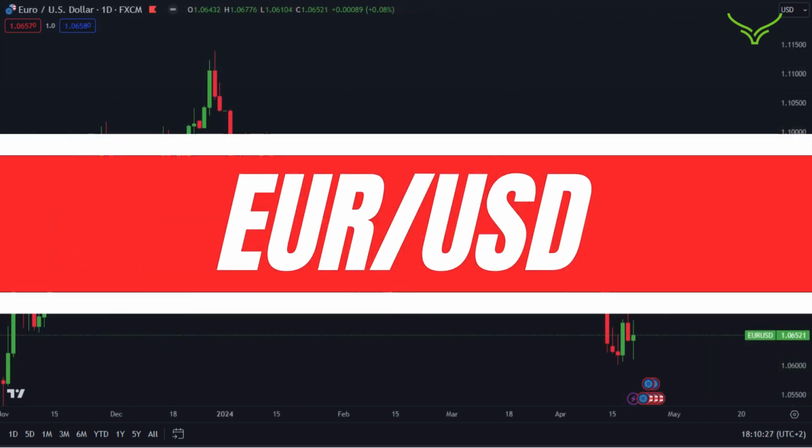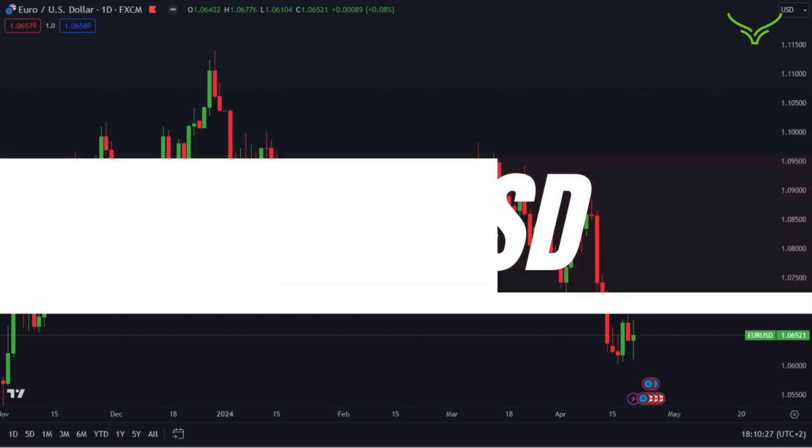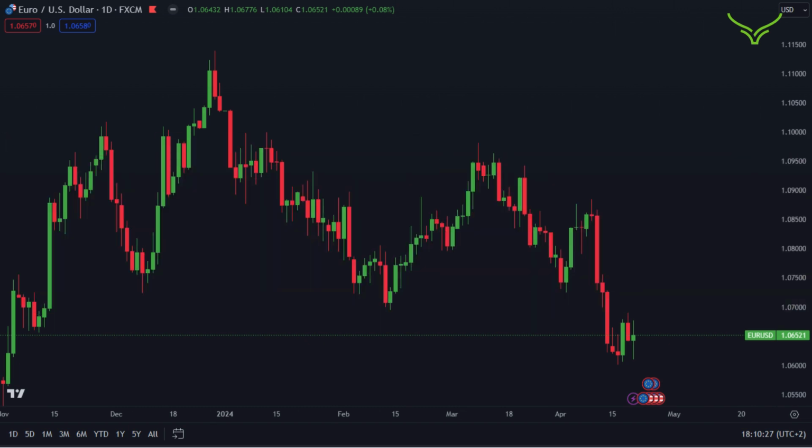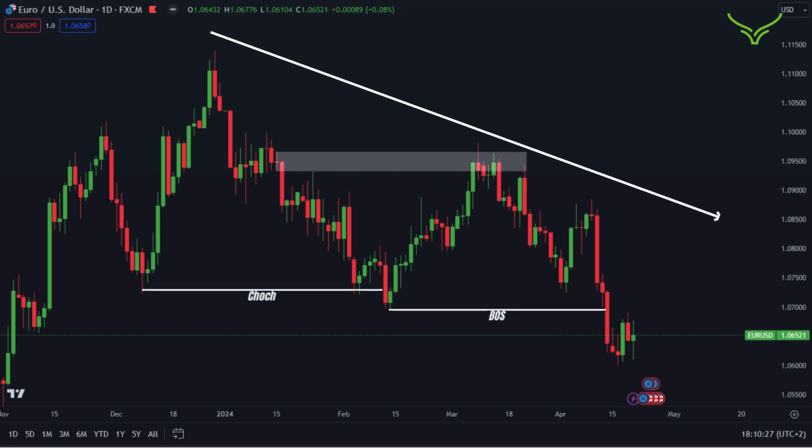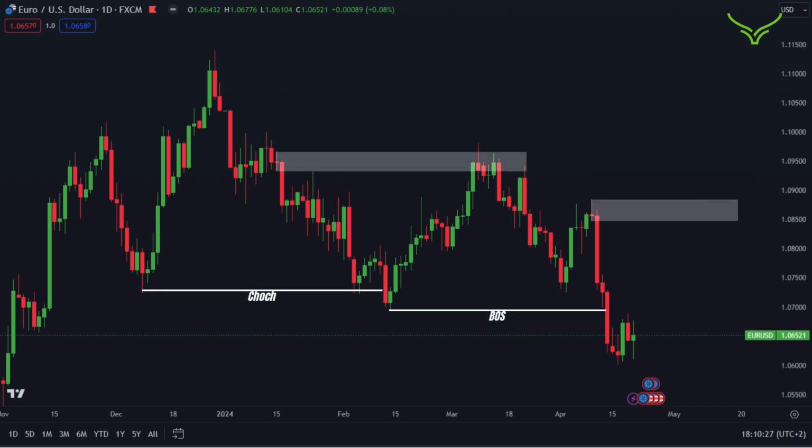Let's delve into the analysis of euro to US dollar. Beginning with the daily time frame, we observe a clear downtrend characterized by significant breaks of previous lows. We then identify this supply zone, where we anticipate the market to retrace back to this level before resuming its downward trajectory. With this perspective, it's evident that a short-term upward movement towards our supply zone is likely to occur, followed by a further decline.